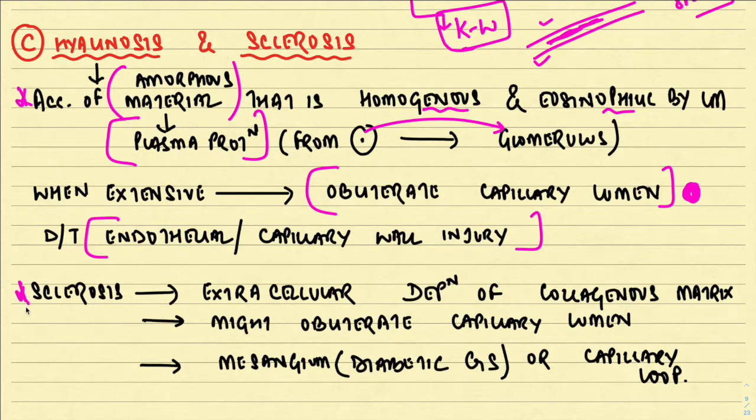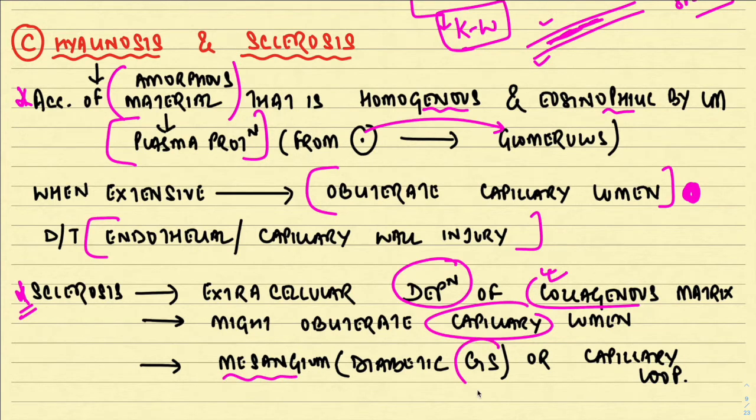Number two, we have sclerosis. Now sclerosis is characterized by extracellular deposition of collagenous matrix. So over here there is a deposition of collagen. It is not the deposition of plasma protein component. Deposition of plasma protein component or any protein component that gives the amorphous eosinophilic appearance, we call hyalinosis. Sclerosis is the deposition of collagenous matrix. Now this sclerosis might obliterate the capillary lumen. And very important, sclerosis usually involves the mesangium, as in glomerulosclerosis, or it might involve the capillary loops as well.